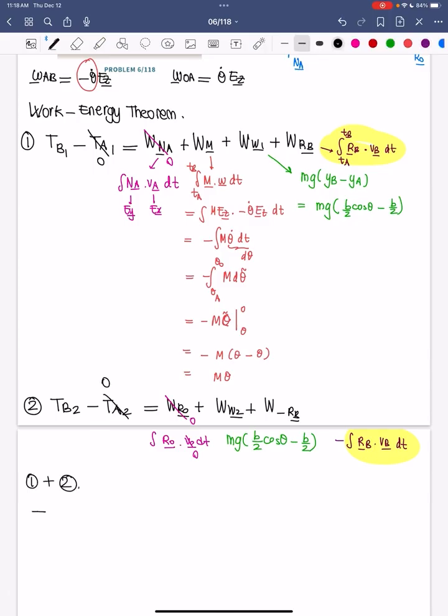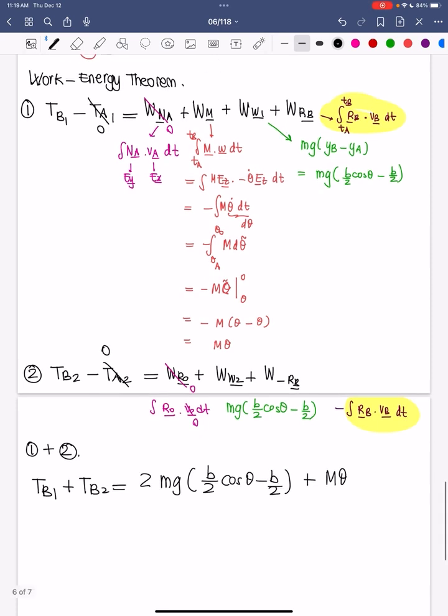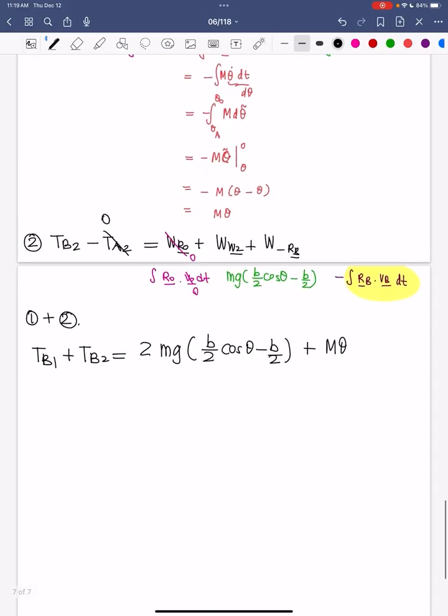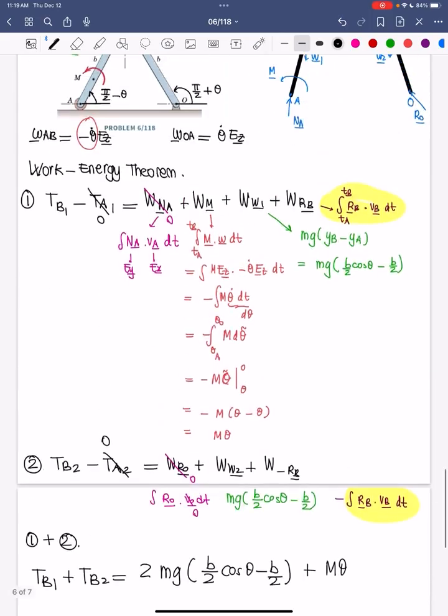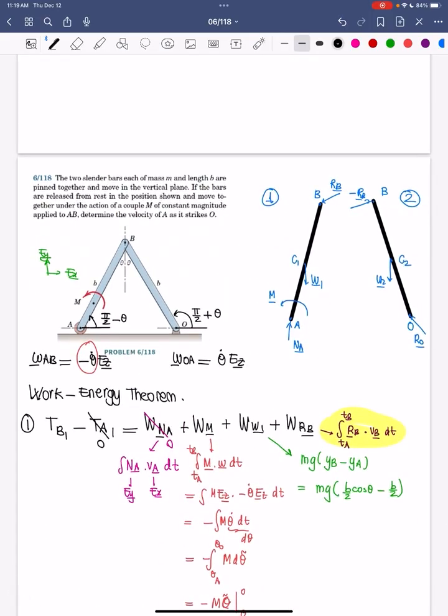system starts from rest, TB1 plus TB2 is equal to twice the work of the weight plus the work of the moment. The work of RB cancels out. Okay, awesome. Now what we need to do is calculate the kinetic energies of the system at state B. And I'm just reminding myself, what do we need to find here? We need to find the velocity of A as it strikes O.